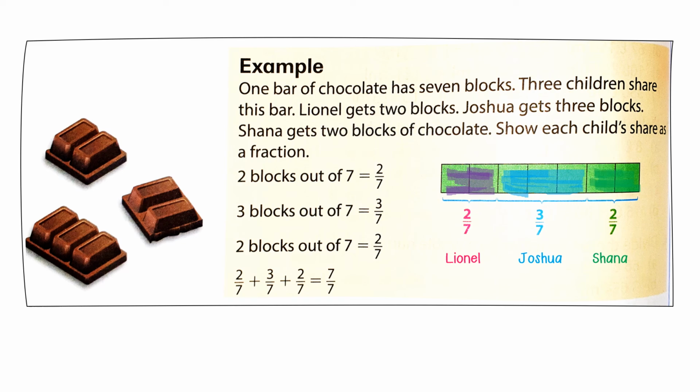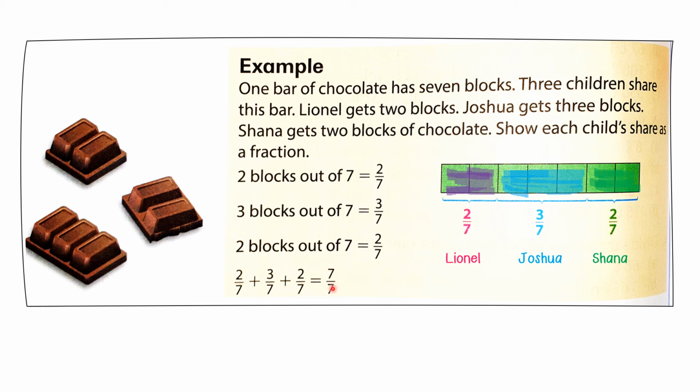Right? And now let's add these fractions to see what's our total. So it's going to be 2/7, which is Lionel's blocks, plus 3/7, which is Joshua's blocks, plus 2/7, which is Shauna's blocks, will give us a total of, remember we just add the numerators and the denominators remain the same. So 2 plus 3 is 5 and 5 plus 2 is 7.